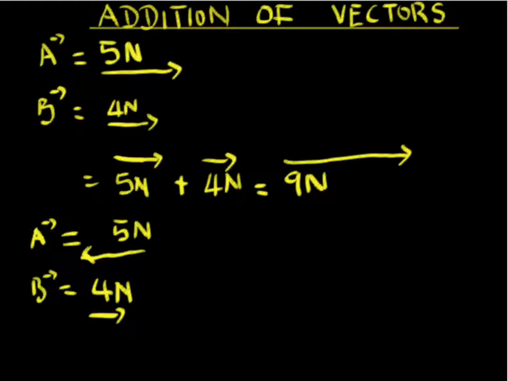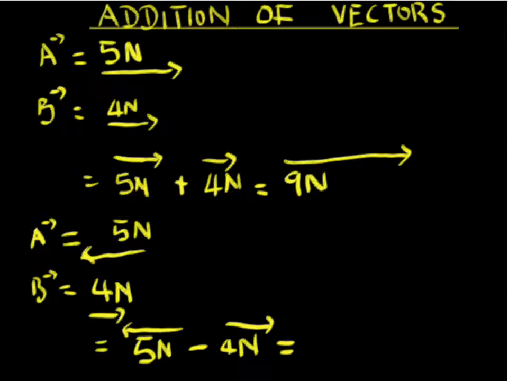In this case we're not going to be adding these vectors up. Since they are pointing in different directions, the sum of these two vectors would be the difference. Yes, we have to subtract these vectors because they are pointing in different directions. So our sum of these two vectors would be 5 Newton going towards the western direction minus 4 Newton going towards the east, and this would give us our answer to be 1 Newton.